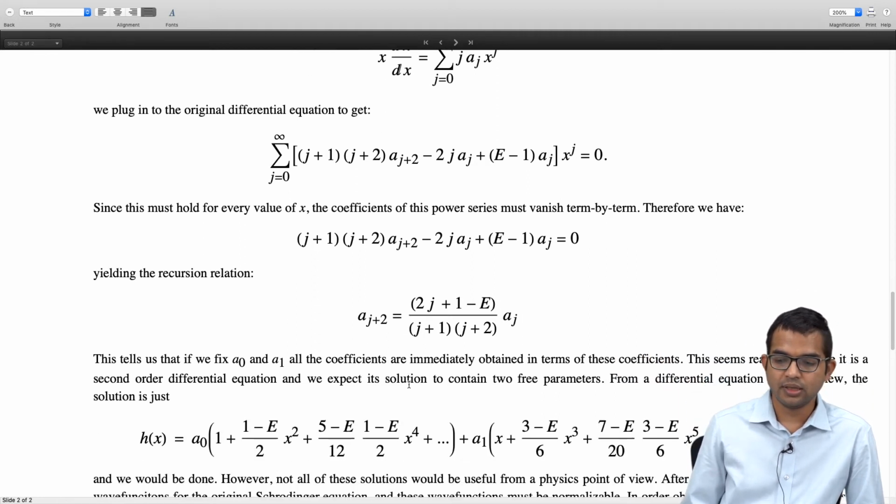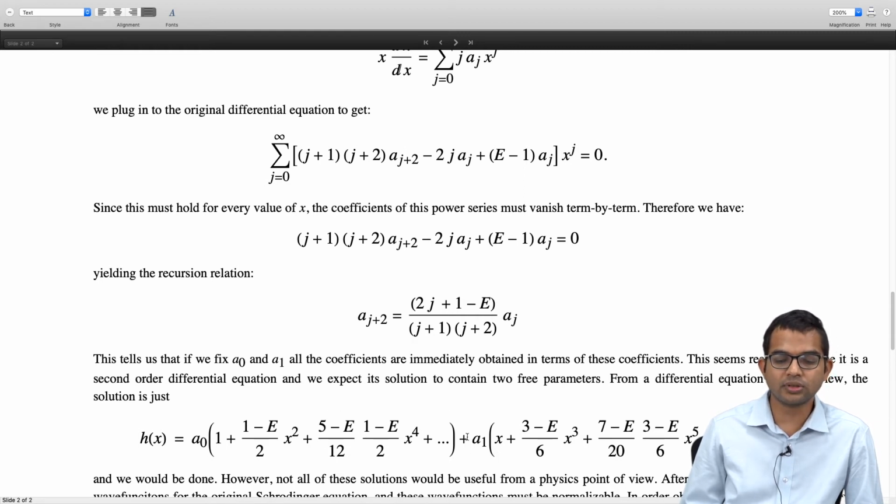So in other words, we have managed to show that h of x is equal to a0, I'm just writing out the first few terms, times 1 plus (1 minus e) by 2 times x squared plus (5 minus e) by 12 times (1 minus e) by 2 times x to the 4, and similarly for a1. You have two of these factors appearing here, because a4 is related to a2, so you have to put in a2 and this stuff.